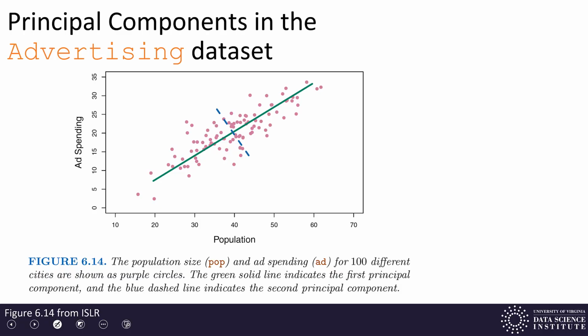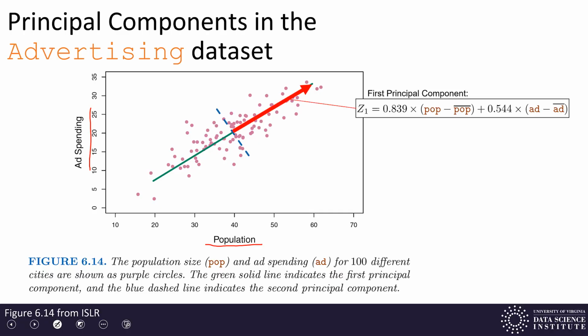Here's an example of principal components in the advertising data set. So in this plot, we have population on the horizontal axis and advertising spending on the vertical axis in a number of cities. There's about 100 different cities shown in the purple dots. And the principal components will give us the directions of greatest variance. And so the first principal component is shown here.